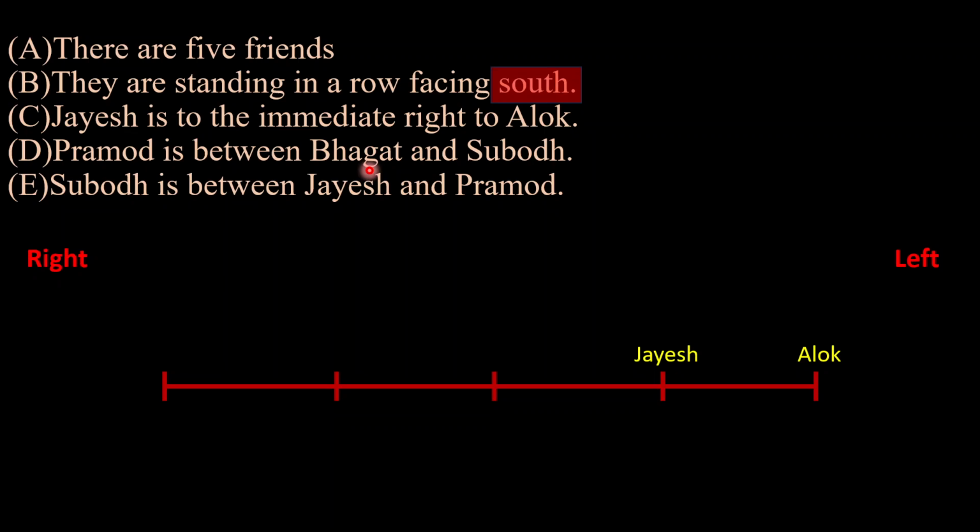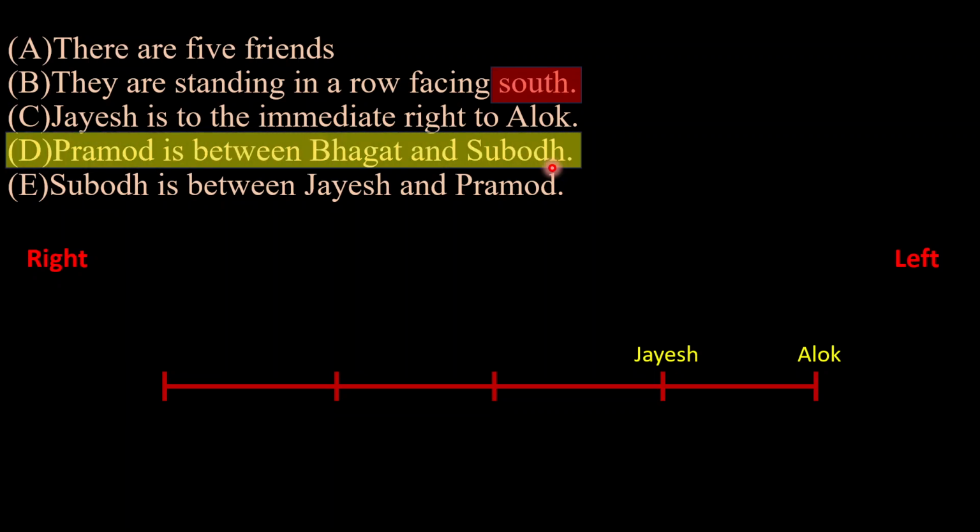Pramod is between Bhagat and Subodh. We don't know Pramod, Bhagat and Subodh yet. So I will highlight this point. So we'll come back here later. Subodh is between Jayesh and Pramod. See, Jayesh is standing here. Subodh is in between. So Pramod will occupy this position. Because between Pramod and Jayesh there is Subodh. So Subodh will occupy this position.